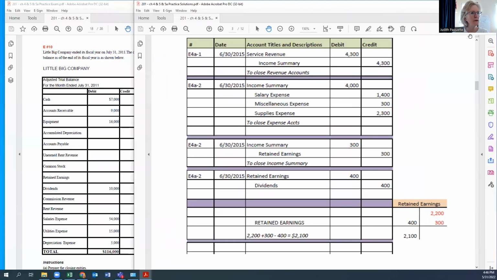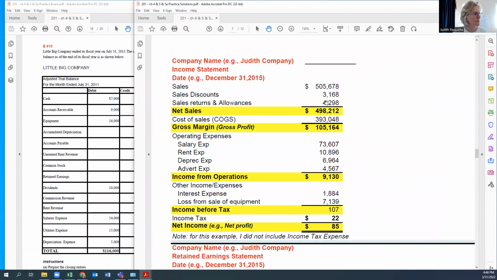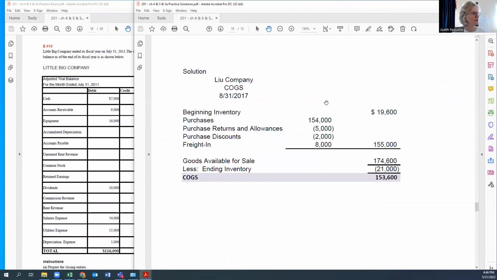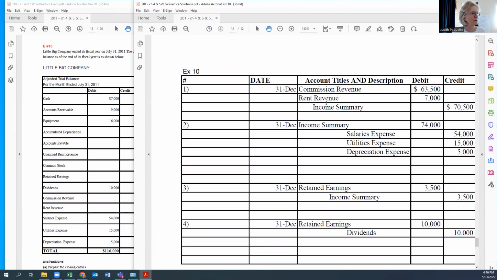All right, so let's take a look here. We're going to have the same journal entries. Hopefully I have it in here. I can't remember now, but if I don't, I'll make them up myself. Here we go. All right.